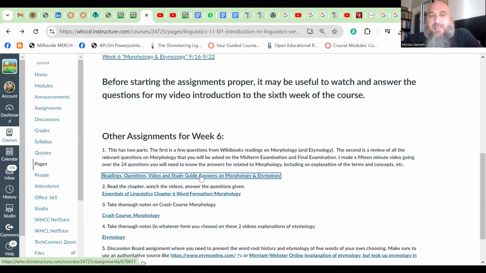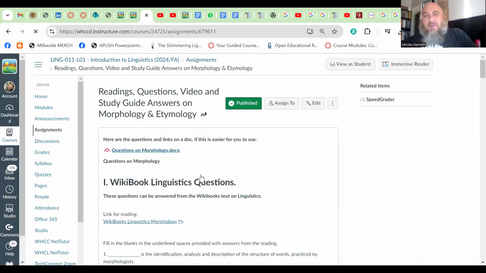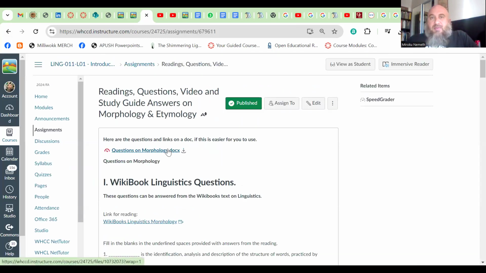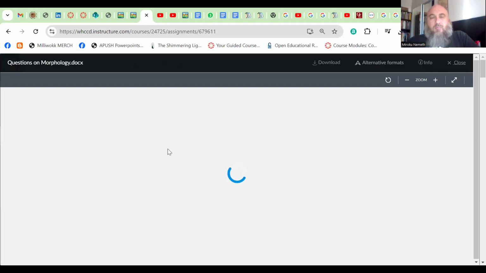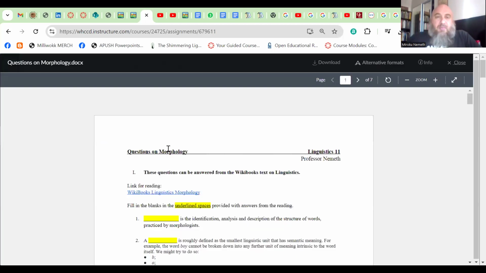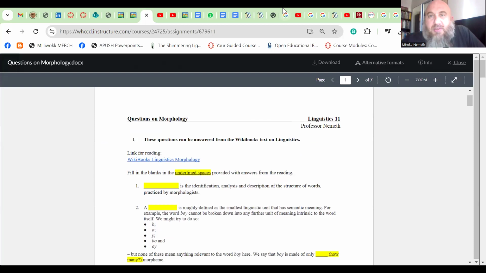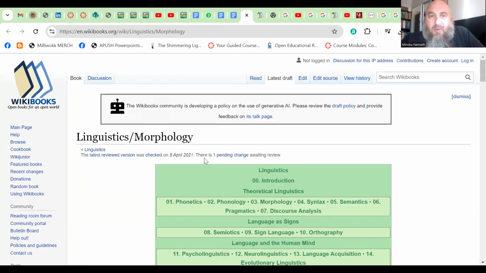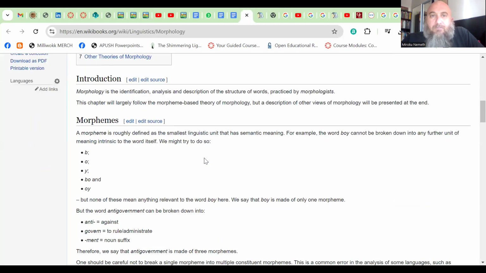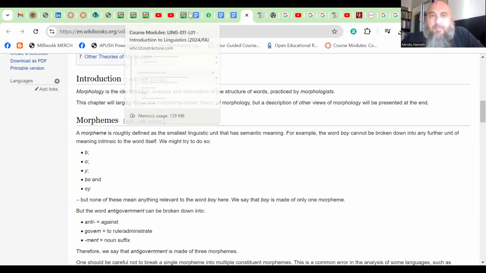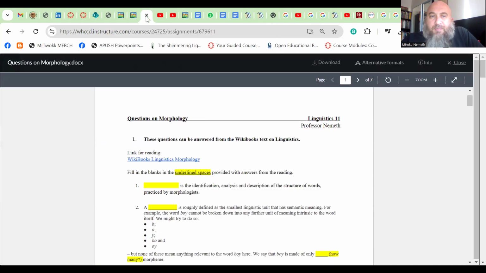So, this first assignment I just added because I want to make sure everybody gets everything here, and it's probably better to download it. The formatting is just better, right? And you can fill it in. I made highlights and questions on morphology, and this is from Wikibooks, right? So you're just going to go here, and this is open source, and they're easy to answer, should be, but I want you to know these terms.